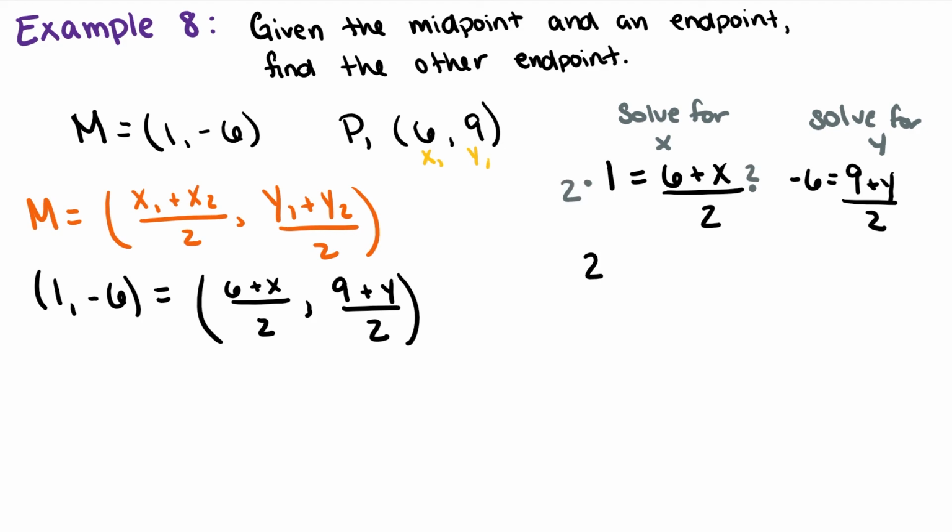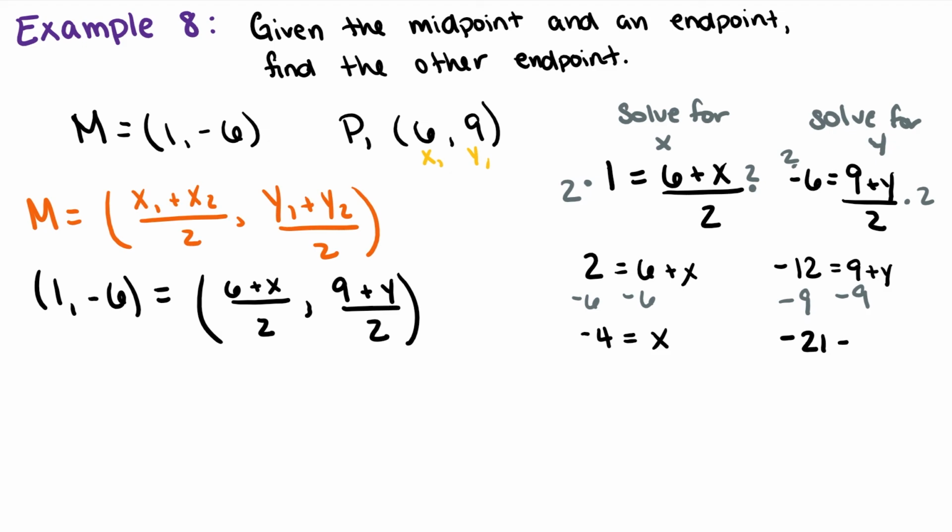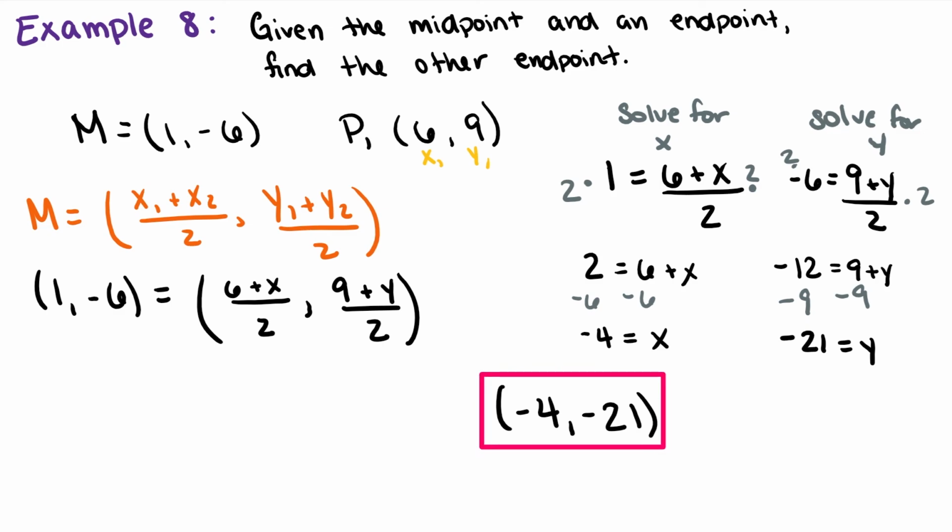Multiply 2 to both sides. We get 2 equals 6 plus x, subtract 6, and -4 equals x. Solve for y. We multiply 2 to both sides, so -12 equals 9 plus y. Subtract 9 from both sides, and we get -21 equals y. So our other endpoint is -4, -21.